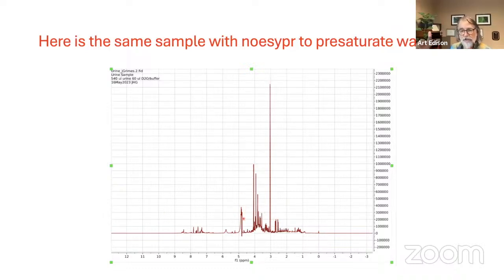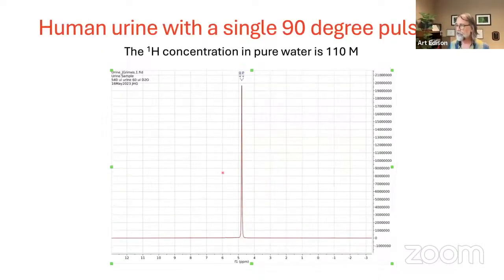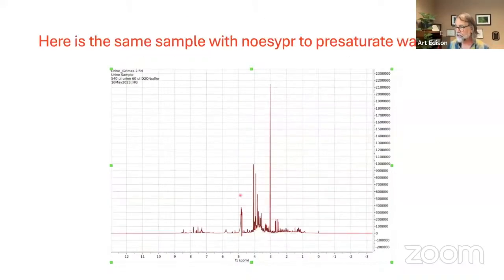So saturation is equalizing the alpha and the beta states. If we saturate this water signal right here, we're making that alpha and beta energetic difference go to zero, and everything else can come up at that point in terms of our signal. So this is the urine sample, the urine spectrum that we can measure when we eliminate the water, in this case with a pulse sequence called NOESY-PR.